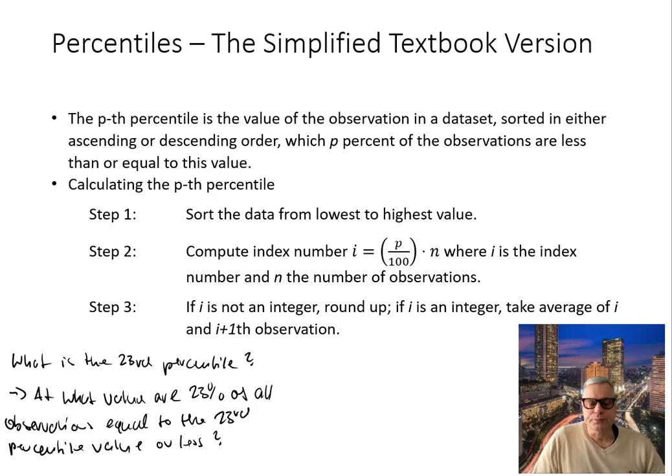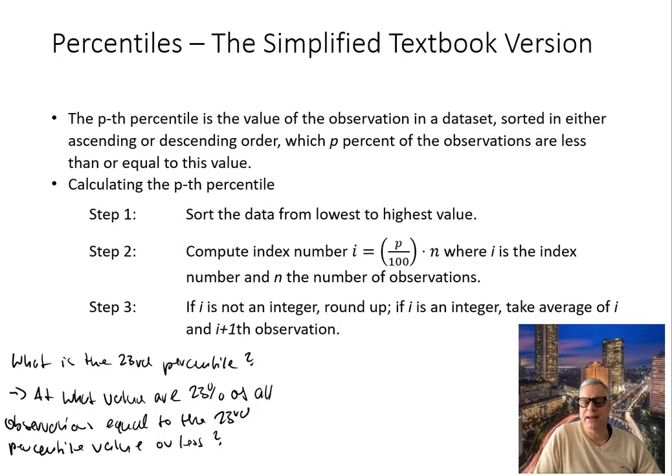So in order to calculate a percentile, this is a simplified textbook version. If you applied that version to data in Excel, it will not be exactly the same. So this is a little bit of a simplified version, but I will also do the Excel version later. The simplified textbook version is, in the first step, we need to sort the data from lowest to highest value.